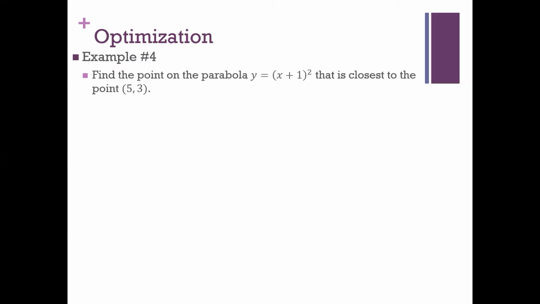So that point 5,3 is not on that parabola, but there is some point on that parabola that is nearer to 5,3 than any other point. So that's kind of the objective here. Anything else we can do to get started organizing this? What have we done previously? Find the derivative. Okay, I heard draw it, I heard find the derivative.